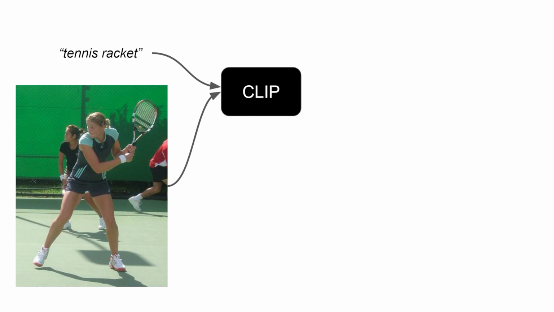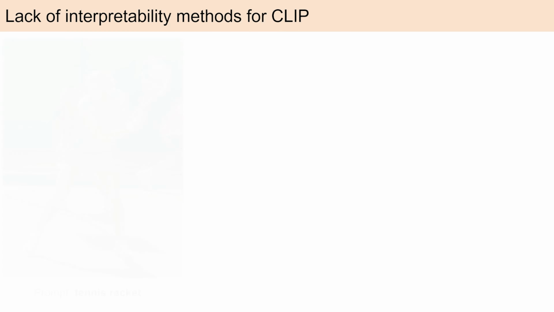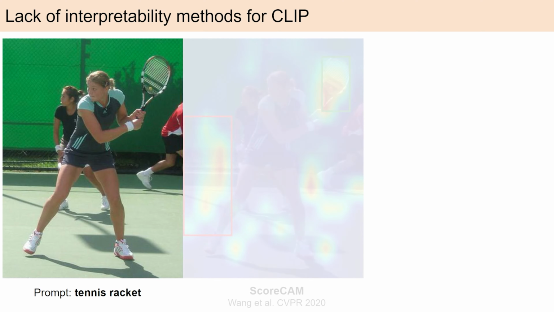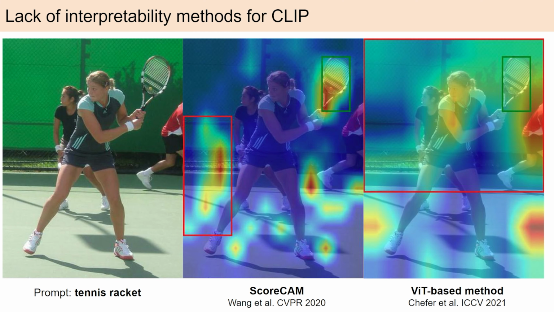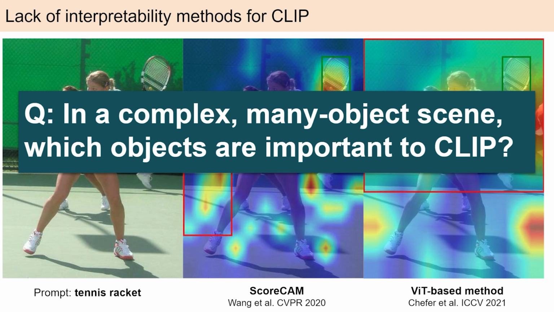One common technique for gaining insights is to visualize saliency or attention maps. For instance, CLIP thinks this photo highly matches the prompt tennis racket. But what is CLIP actually looking at? Yet, state-of-the-art CNN-based and ViT-based methods often generate noisy heat maps covering many objects. Perhaps it is due to CLIP being so sensitive to many visual cues. In this research, we ask: in a complex many-object scene, which objects are important to CLIP?